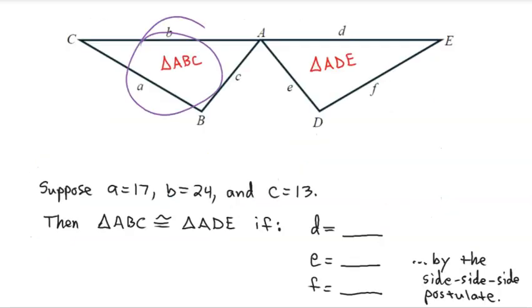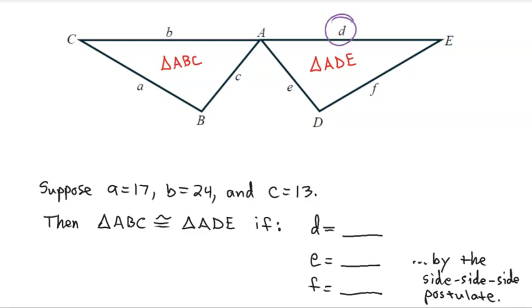Okay, so over here we have triangle ABC, and over here we have triangle ADE, okay? And we have the sides. We have sides A, B, and C, and sides D, E, and F. Okay? And it says that suppose that A is 17, B is 24, and C is 13. Well, then triangle ABC will be proved congruent to triangle ADE if D is equal to a particular measure.